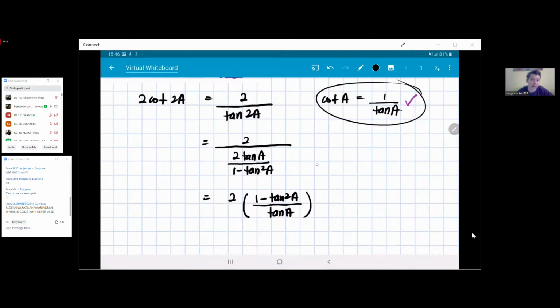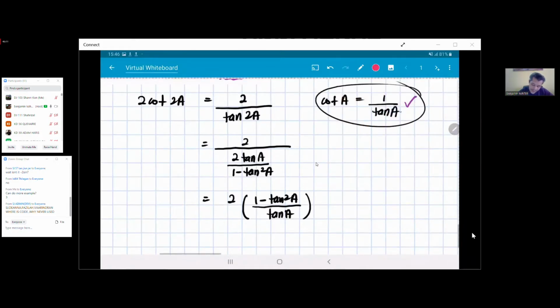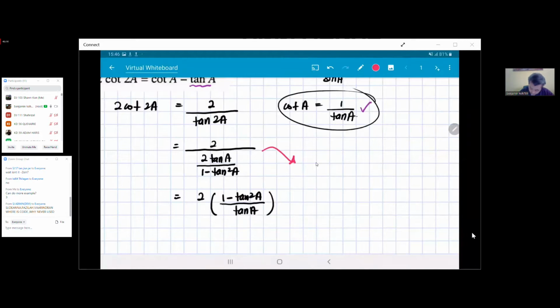Okay, kita boleh terbalikkan. Why am I allowed to turn it upside down? Because this one here is 2 divide by 2 tangent A over 1 minus tangent square A. Do you all remember? Ingat tak? Kalau kita bahagi dengan pecahan, that means terbahagi tukar jadi darab. Kalau bahagi tukar jadi darab, pecahan dia diterbalikkan. When you terbalikkan, it becomes 1 minus tangent square over 2 tangent A. Boleh faham? Terbalikkan. That's how from here I get this.